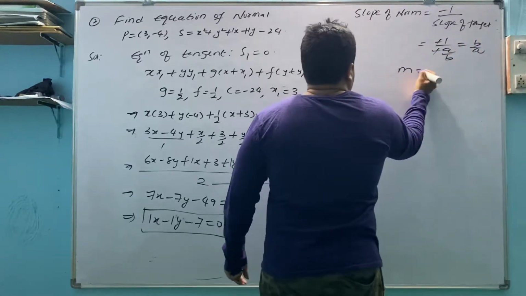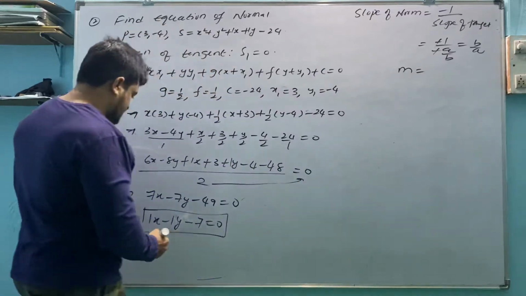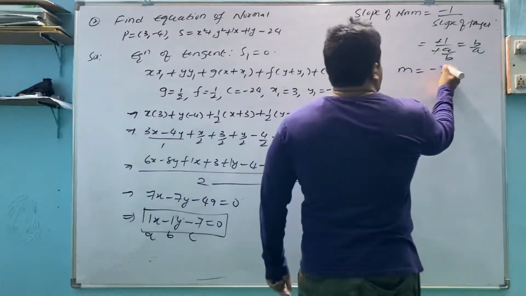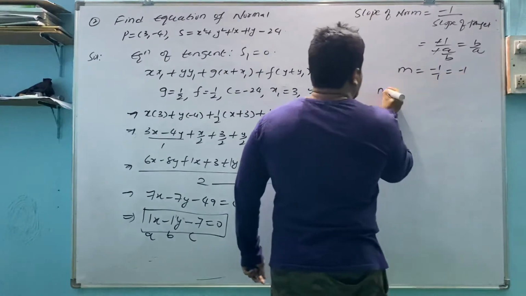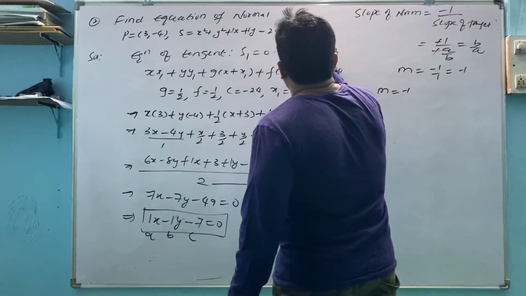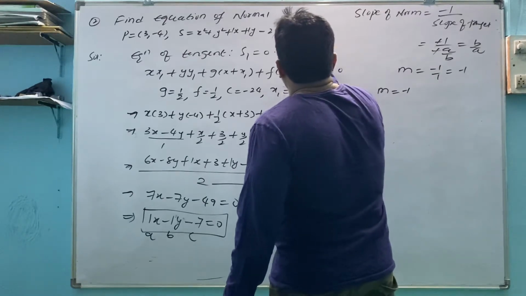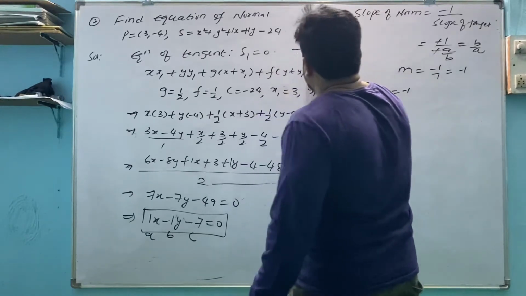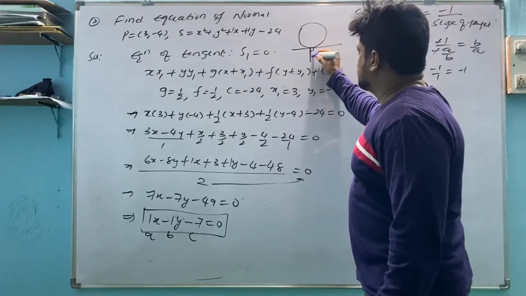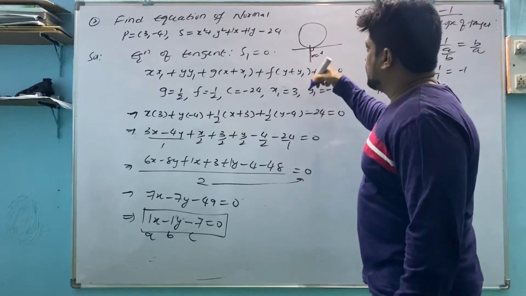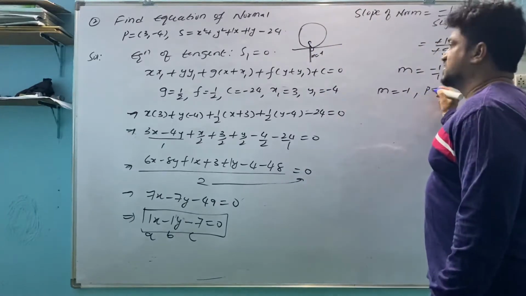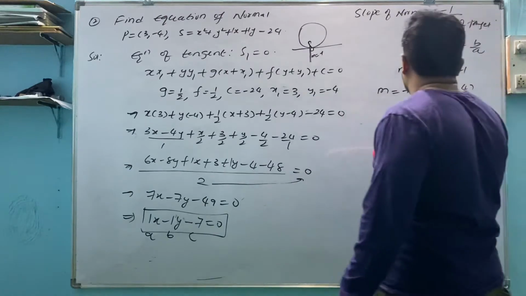So m is equal to b by a, minus 1 by 1, which is minus 1. We have m. This is the circle, this is a tangent, this is normal. What do we have? We have the slope of this line. We need a point on this line. So what is the point they have given for this? The point is 3, minus 4.